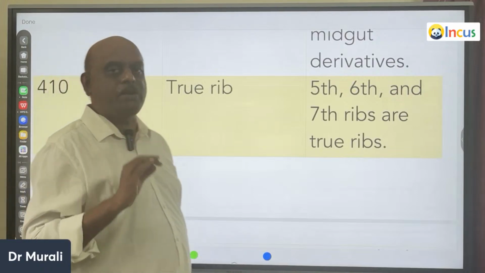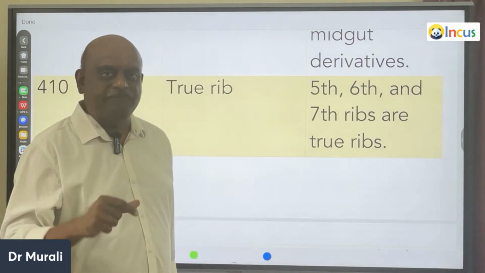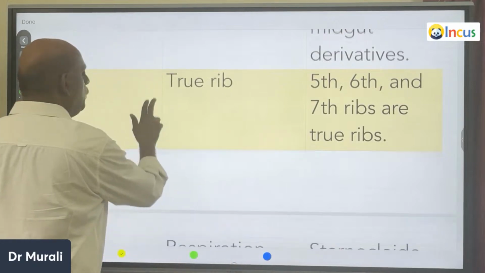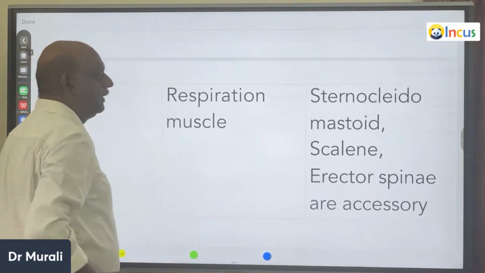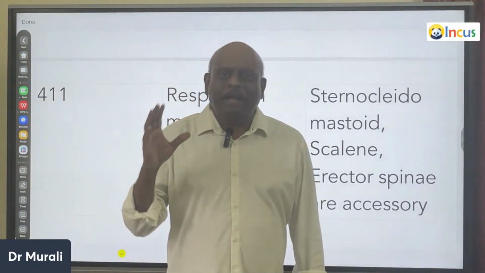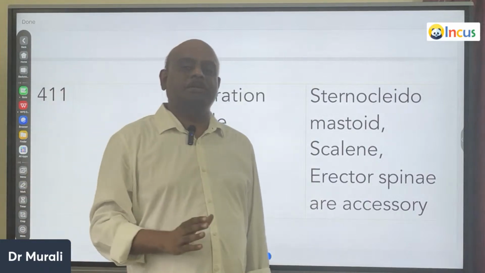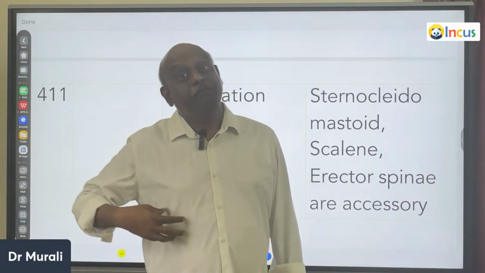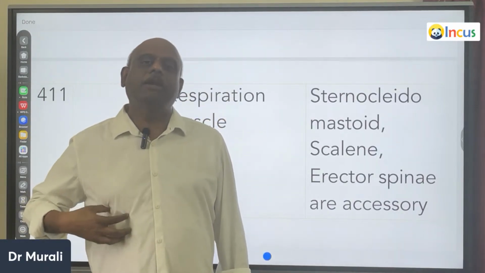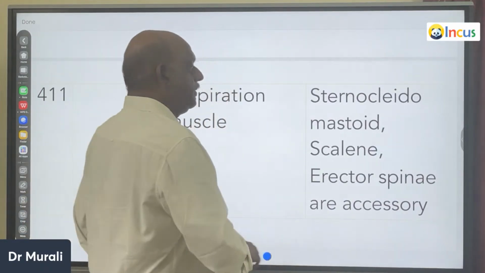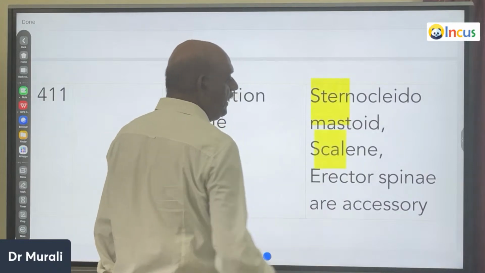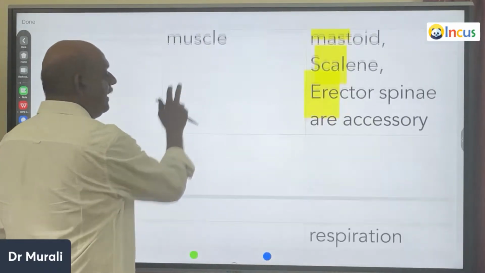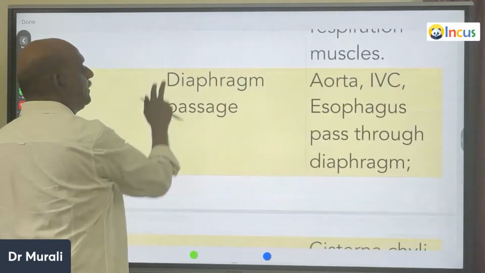Now, which ribs are called true ribs? Fifth, sixth, seventh ribs are called the true ribs. So, what are the various accessory respiratory muscles which will function when the person is severely dyspneic, beyond the regular intercostal muscles? Sternocleidomastoid, scalene, erector spinae. These are all called the accessory muscles of respiration.